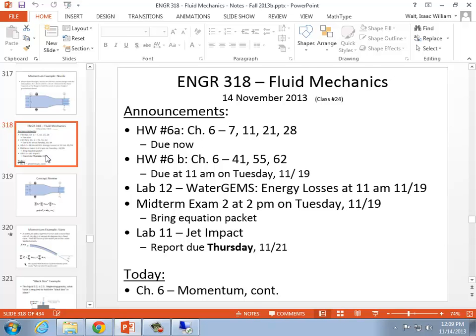All right. So homework 6B is due on Tuesday at 11 a.m. Your lab that we're going to do in class on Tuesday is the WaterGEMS lab. I've handed out a couple of the discs that have the installation files you need. I'll just leave it to you to share those around with one another. If you don't install it, that's fine. We've got WaterGEMS on the tablet computers, and also on the lab computers. And then Lab 11 will be due on Thursday in class.